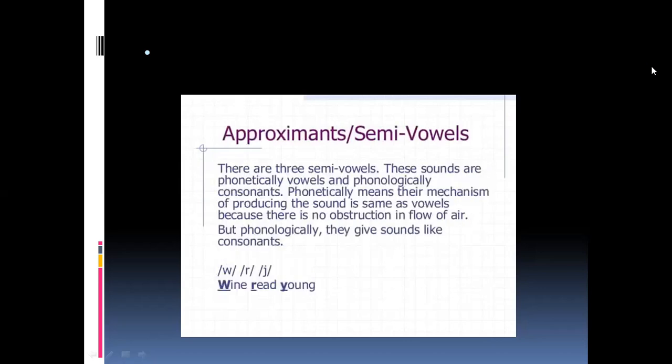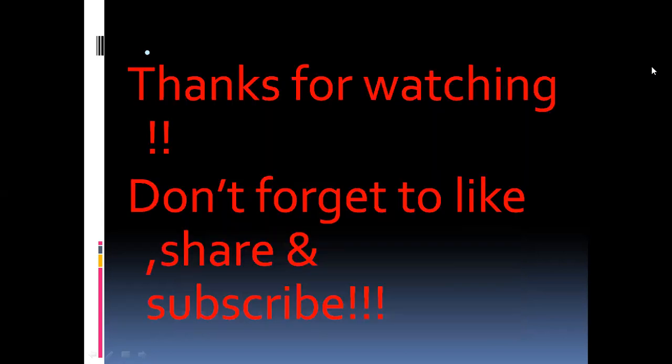Next one is approximants, also known as semi-vowels. There are three semi-vowels. These sounds are phonetically vowels and phonologically consonants. Phonetically means their mechanism of producing the sound is the same as vowels because there is no obstruction in the flow of air. But phonologically, they function like consonants. That is wa, ra, ya. You can say w in wet, r in read, and y in young. These are the semi-vowels, also known as approximants.